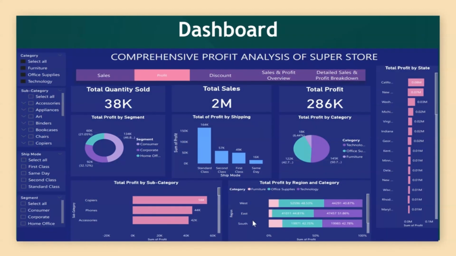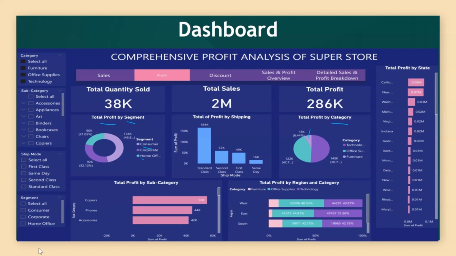Then this slide consists of data of profit. So, total profit by each segment. We could see that consumer is at the top and home office is again low. There is only a 2% difference from the previous slide. And coming on to the category, we could see here furniture is very low.